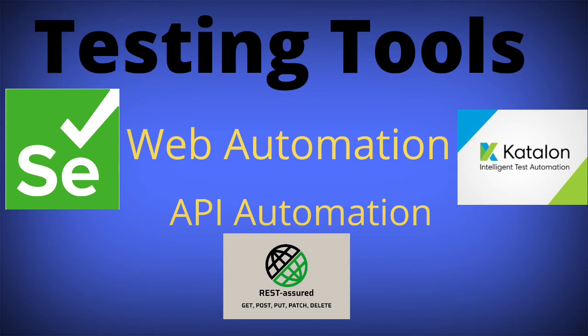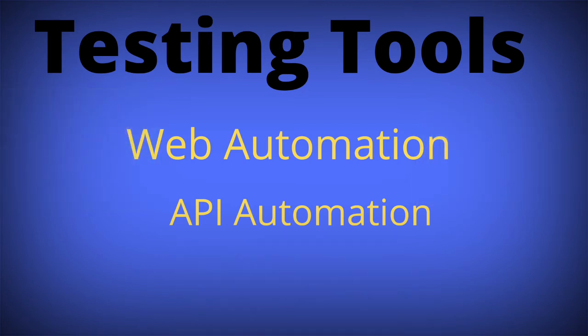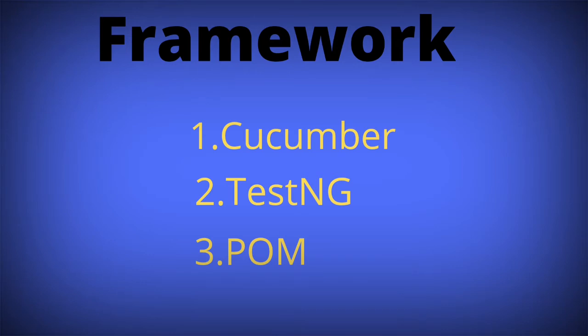If you are experienced, then learn a few more tools. Like for web automation, try to learn Katalon as well, Selenium with Katalon. For API automation also, know how to automate with REST Assured, as well as using a Java client library. All right, now we can move to the next skill set, that is automation testing frameworks, right?